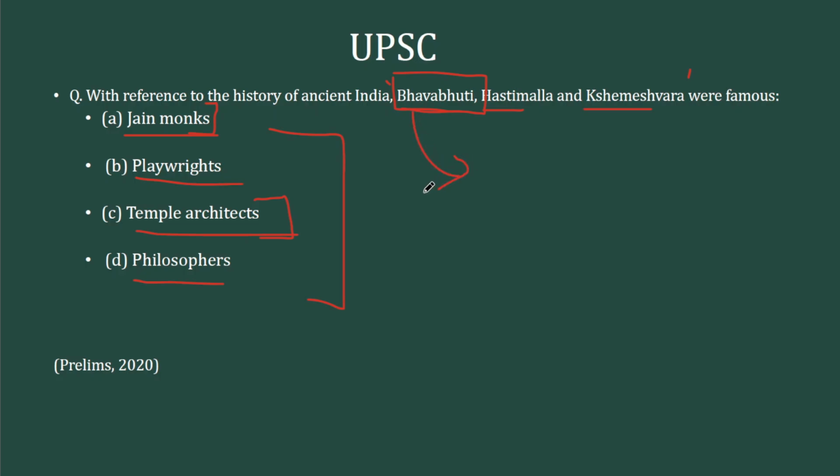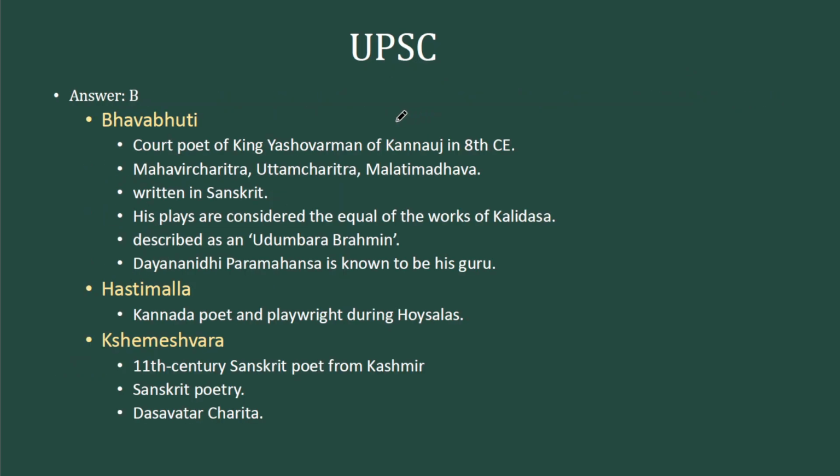Now coming to Bhavabhuti, this person is a very famous playwright, someone who is equivalent to the level of Kalidasa. If you look at the answer key, Bhavabhuti is a court poet of King Yashovarman of Kanauj in the 8th century CE. He is known as an Udumbara Brahmin. His guru is Dayanidhi Paramahansa.